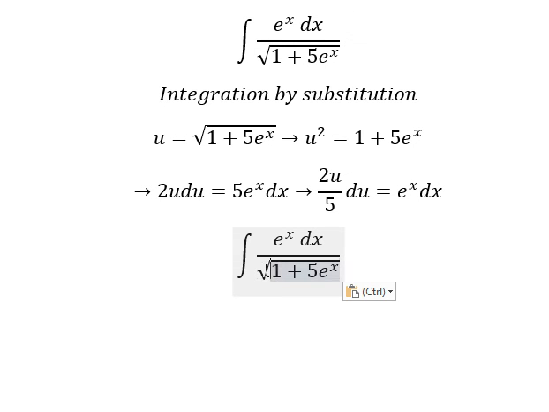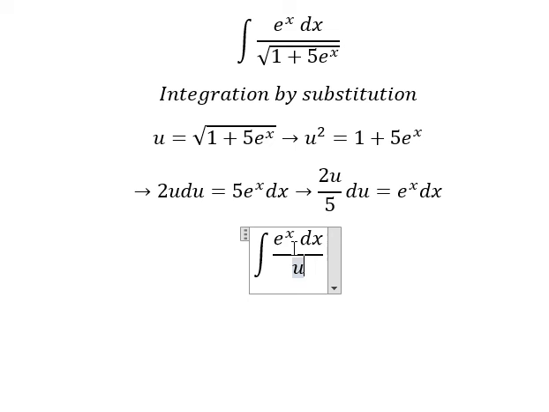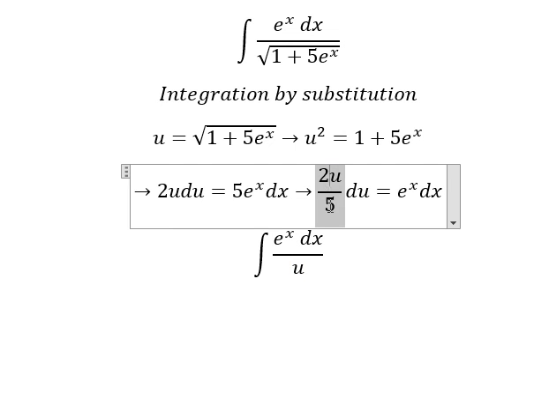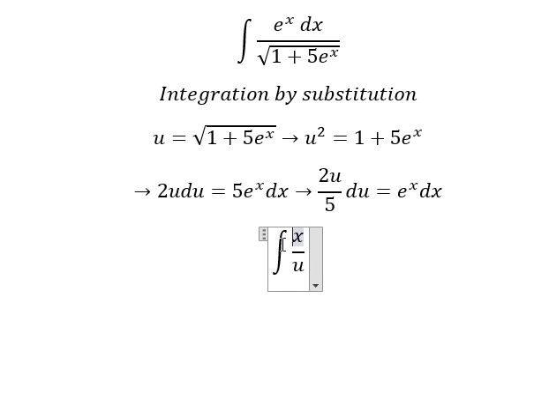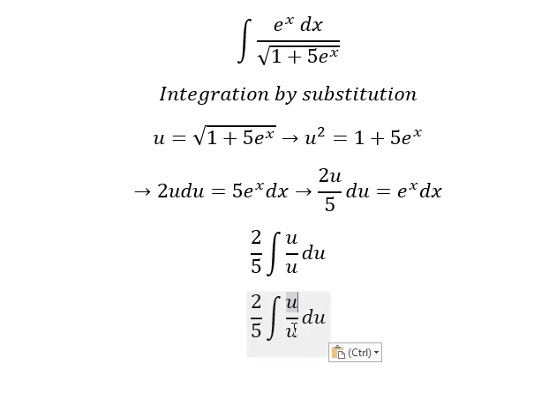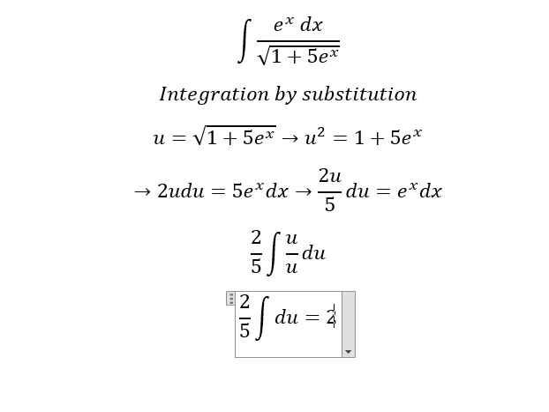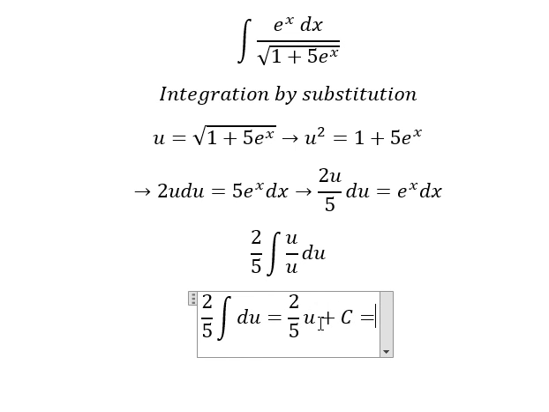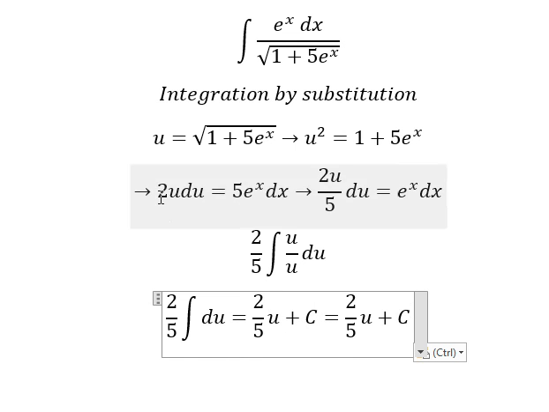The square root is u. This one is this one. So this one is number 1. The integration of this one is u. U is this one.